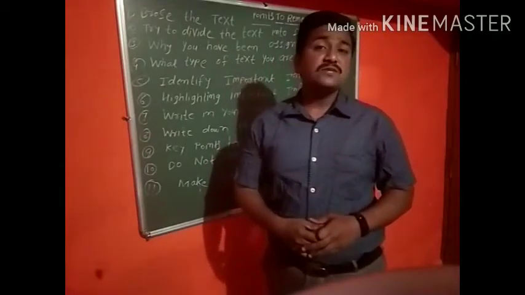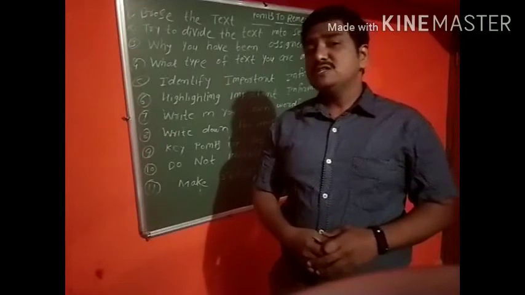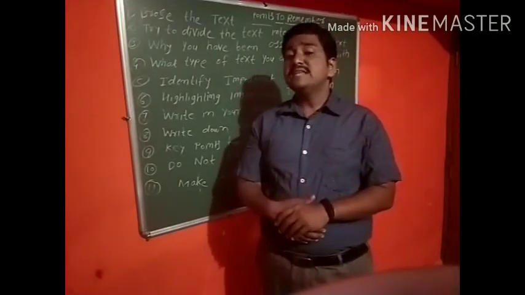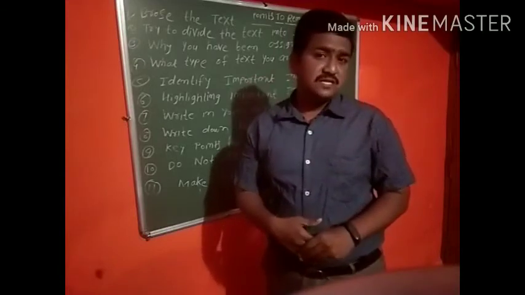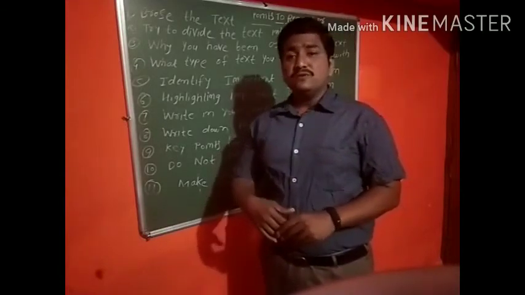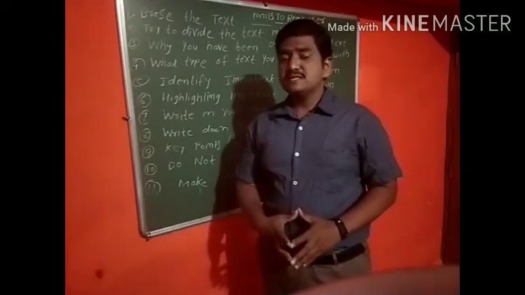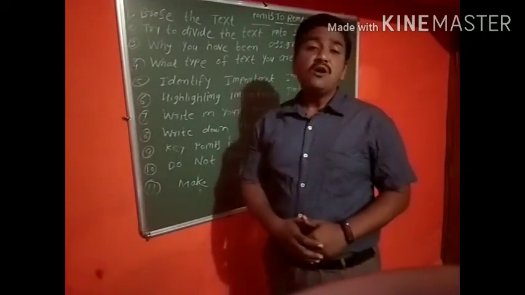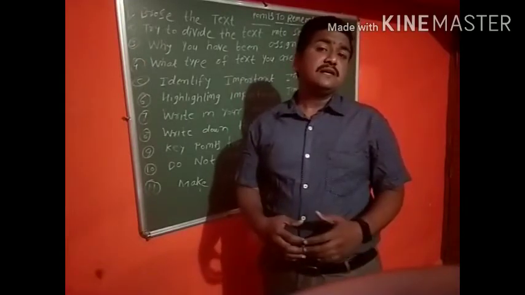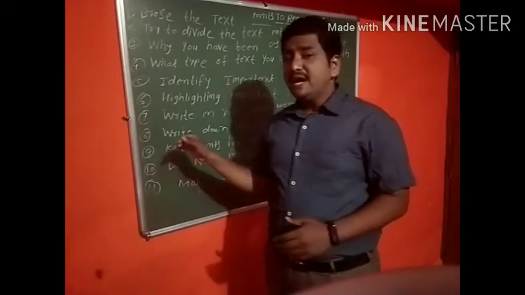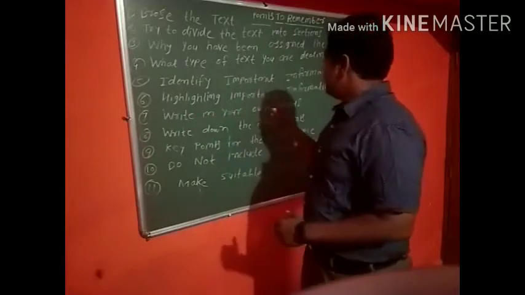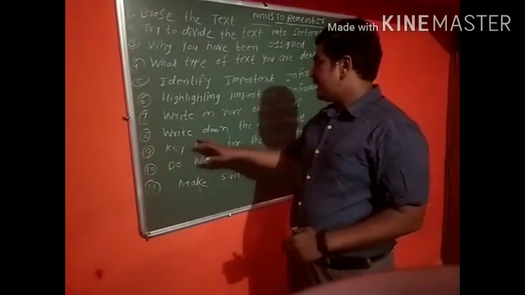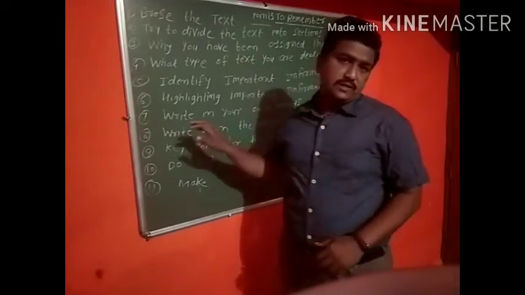First of all you have to understand what the passage is saying, what the concept of the passage is, and you have to highlight the given focus points. You have to highlight the given concept, and then you will write it down in your own words. Number 8 is to write down the main points.